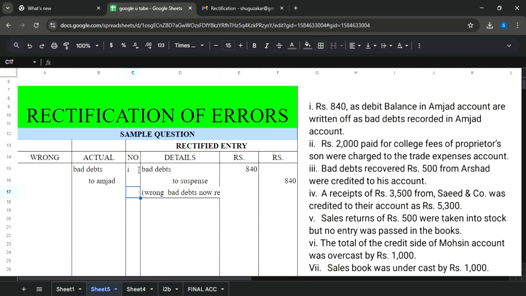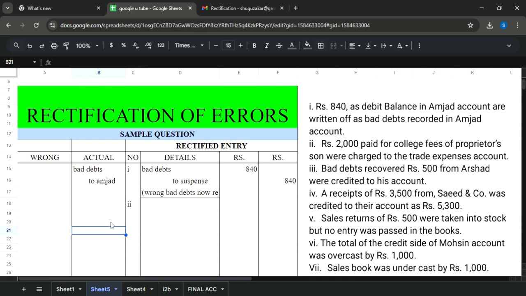First entry is completed. Now let's see what the second entry is saying, and here we need a little more space. Let's try. Yes, it has been completed. So let's focus upon the second entry. It has been said 2000 paid for college fees of proprietor. Please understand, this is his personal expense. Proprietor's son, it's a personal expense.